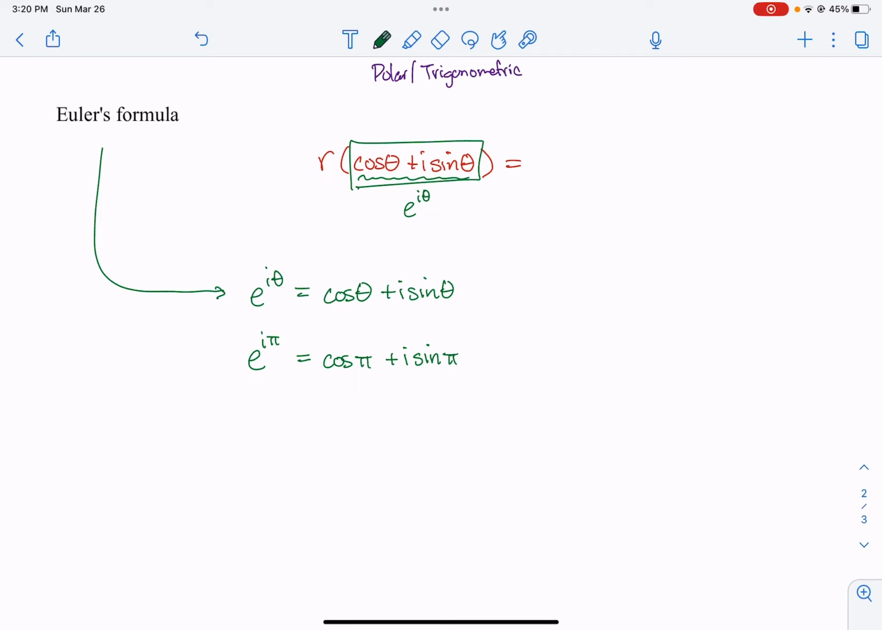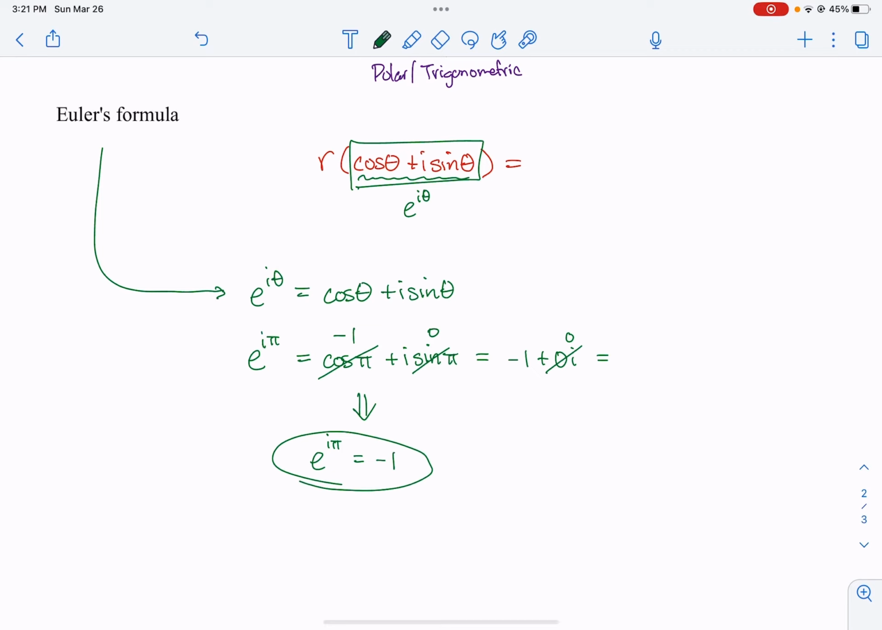And we can actually calculate what this is, right? What is cosine of pi? Cosine of pi is -1. What is sine of pi? It's 0. So this is saying that e to the i pi is equal to -1 plus 0i. Well, this is 0. So let me write this down here. This formula is saying that e to the power of i pi is equal to -1. And that is the craziest result in all of mathematics.